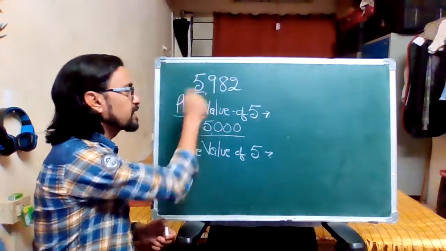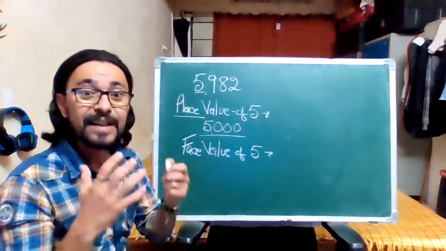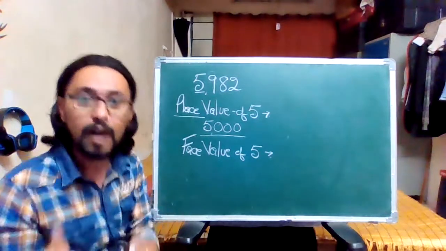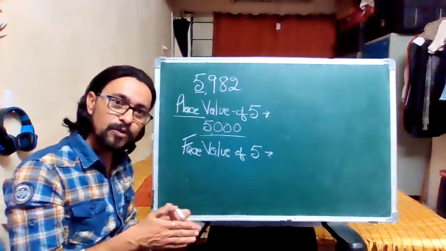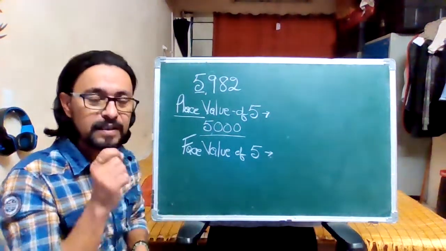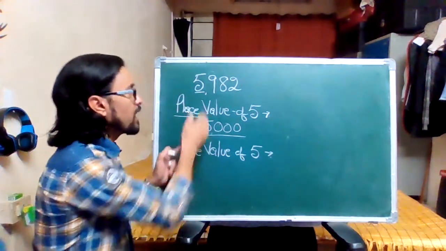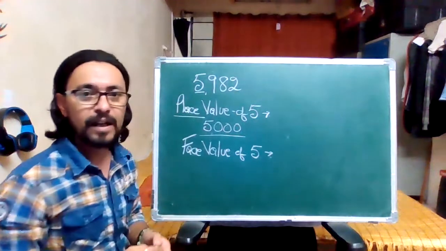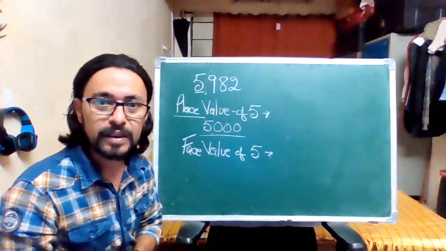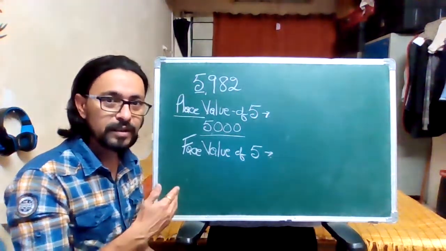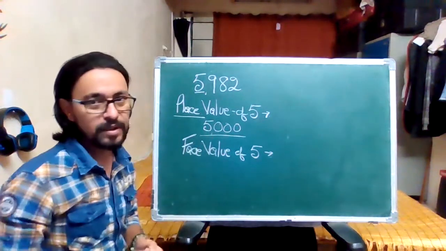Here 5 is in the thousands place. So its place value becomes 5,000 because it's in the thousands place. And because it's a digit 5, so 5,000. You write the digit and the remaining digits are replaced by zeros. And 5 out here, the place value of 5 becomes 5,000.